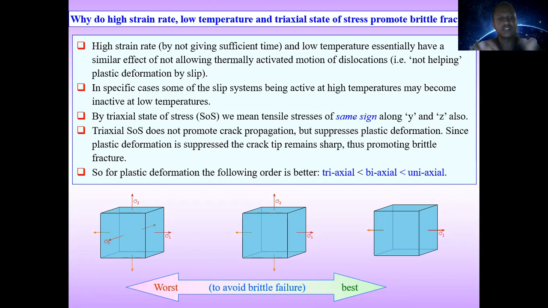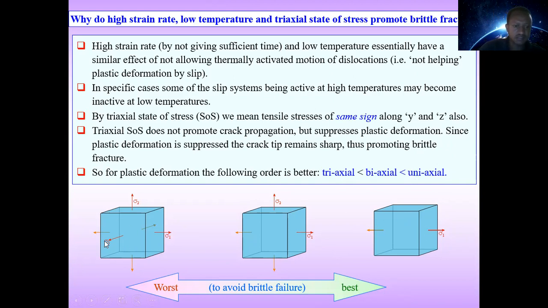The triaxial state of stress does not promote crack propagation, but suppresses the plastic deformation. Since the plastic deformation is suppressed, the crack tip remains sharp, thus promoting brittle fracture. So far, for plastic deformation, the following order is better. Triaxial is less important than biaxial, and biaxial is less important than uniaxial. So the uniaxial is the best one.